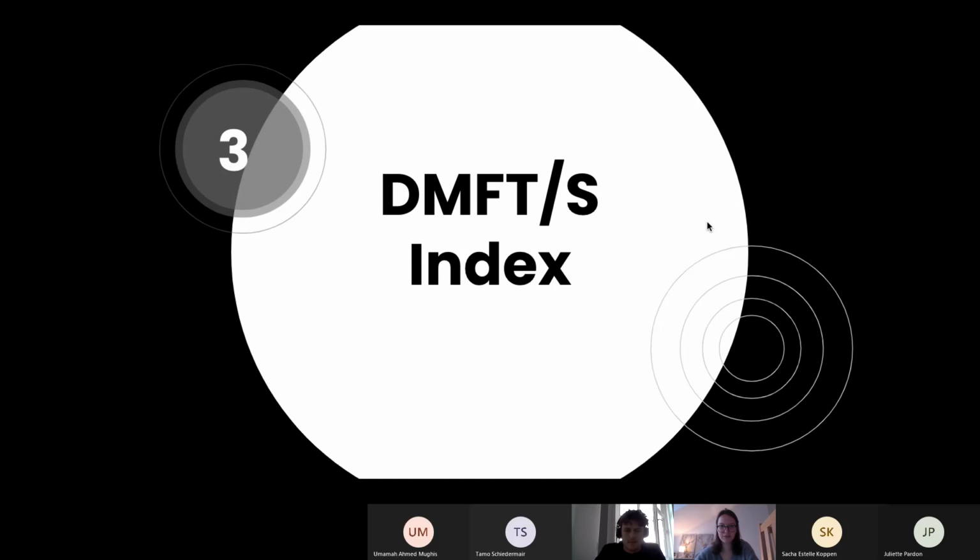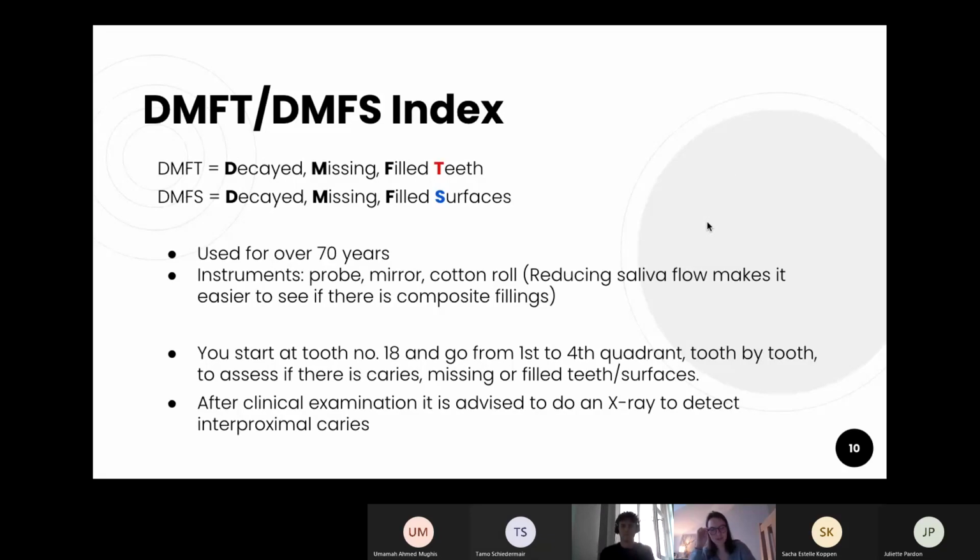So now DMFT and DMFS index. DMFT means decayed missing filled teeth, DMFS decayed missing filled surfaces. Both of those indexes are used for over 70 years now. The instruments that are used are basically just a probe, mirror, and the cotton roll. The cotton roll is actually really helpful in combination with the air dryer to make the saliva go away, because it can be quite hard to see composite, and it's easier if everything is dried and it's more matte and less glossy.